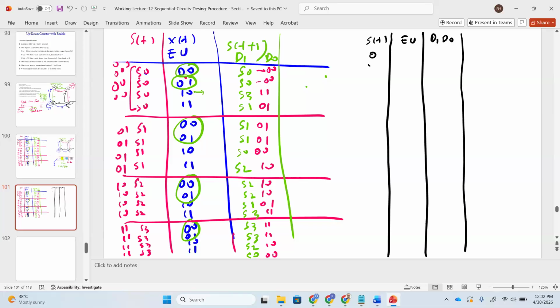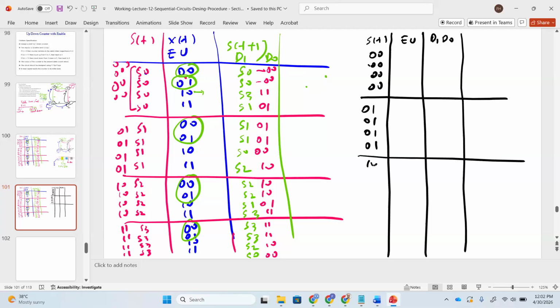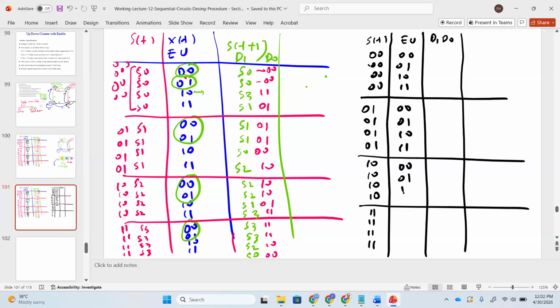So this is actually 0 0 0 0 0 0 0 0. Then we have 0 1 0 1 0 1 and 0 1. Then you have 1 0 1 0 1 0 and 1 0. Then we have 1 1 1 1 1 1 and 1 1. So we have 0 0 0 1 1 0 1 1 0 0 0 1 1 0 1 1 0 0 0 1 1 0 1 1 0 0 0 1 1 0 1 1.